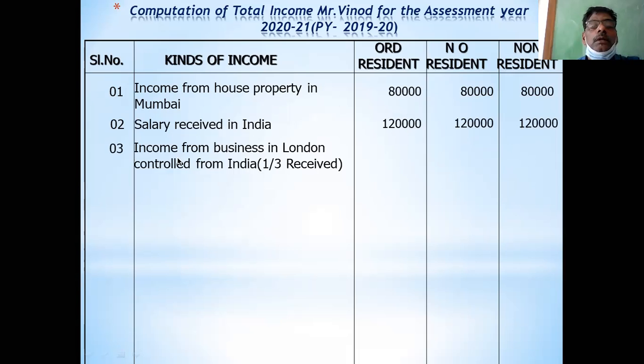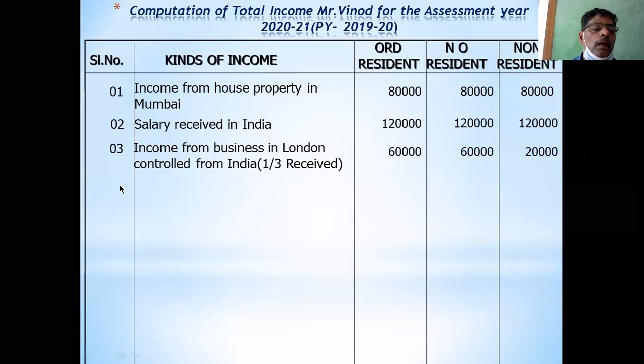Third point, income from business in London, controlled from India. It is taxable to first and second. And what about the third? 1/3 received in India means 1/3 comes to the last column.